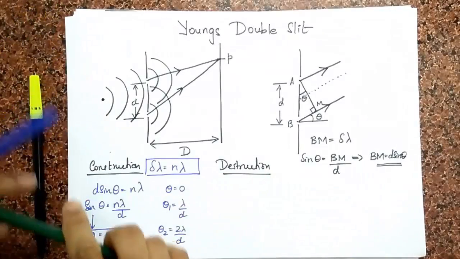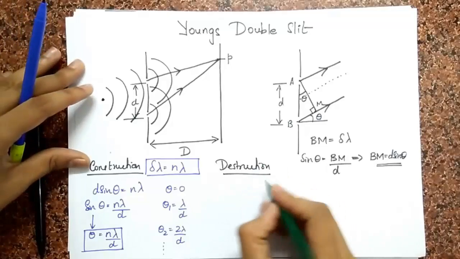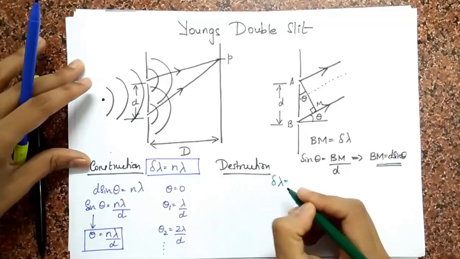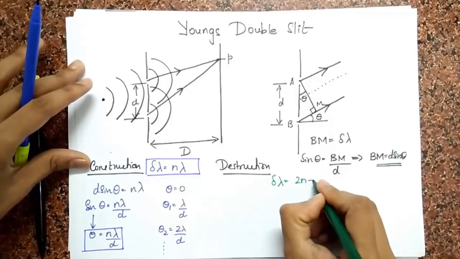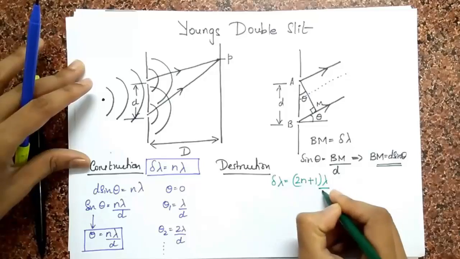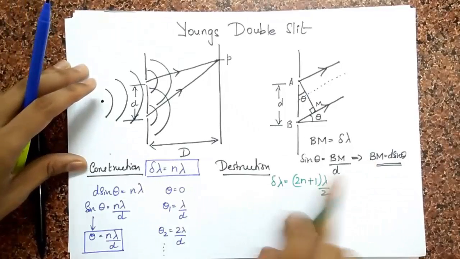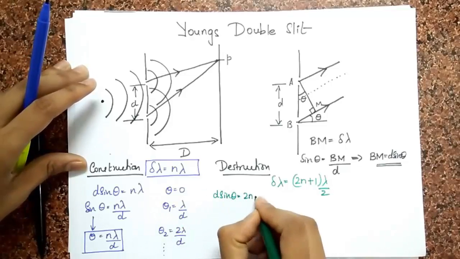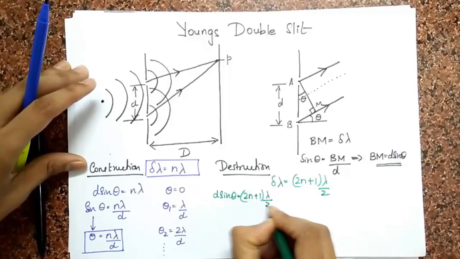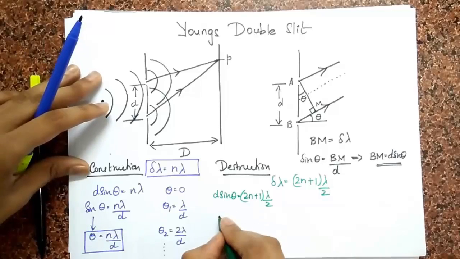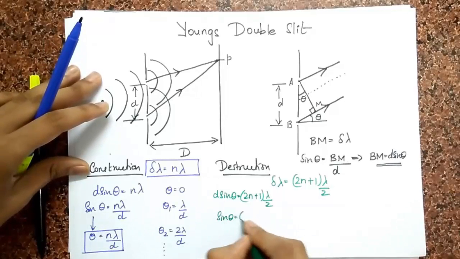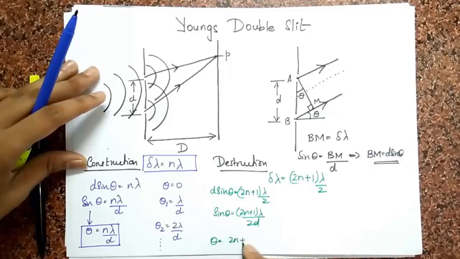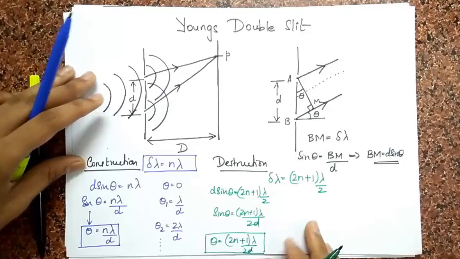And from our previous segment, we saw that for destruction, our condition is that delta lambda must be (2n plus 1) lambda by 2. Therefore, now I can say that if d sine theta equals (2n plus 1) lambda by 2, I get destruction. And similarly, all I have to do is sine theta equals (2n plus 1) lambda by 2d, or theta equals (2n plus 1) lambda by 2d. So these are the angles at which I will get a minima.